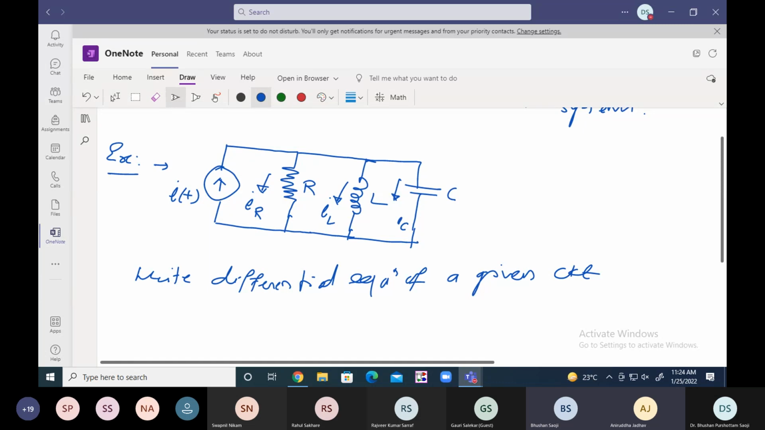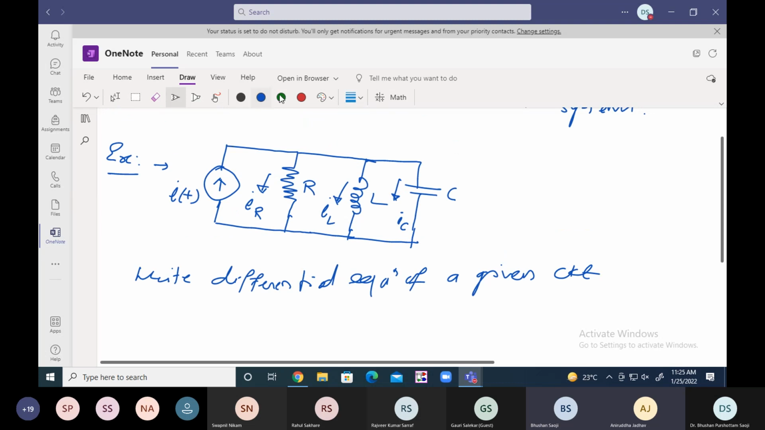So the total currents flowing through the circuit is I of t, and this I of t is divided into three parts. One is IR, one is IL, and another is IC. So the total applied current, that is I of t, it is the total current, which is divided into three parts. One is IR, second is IL, and third is IC. Okay. Now we have to write down the differential equations of a given circuit.